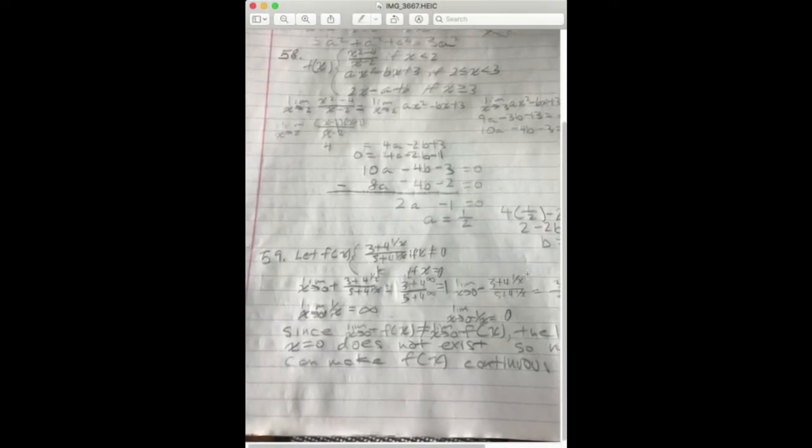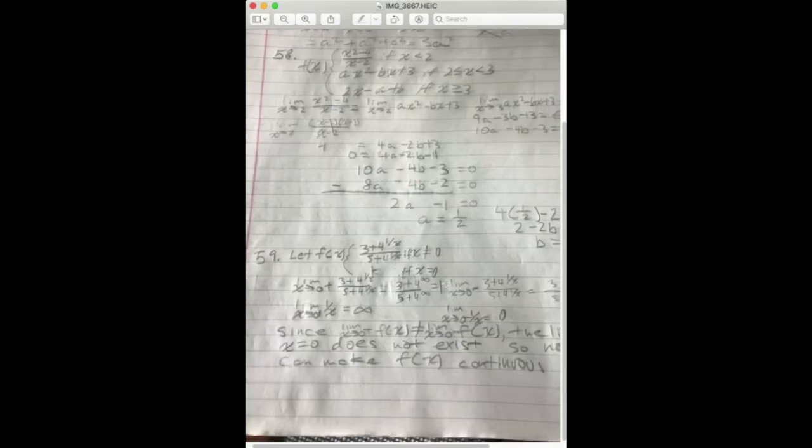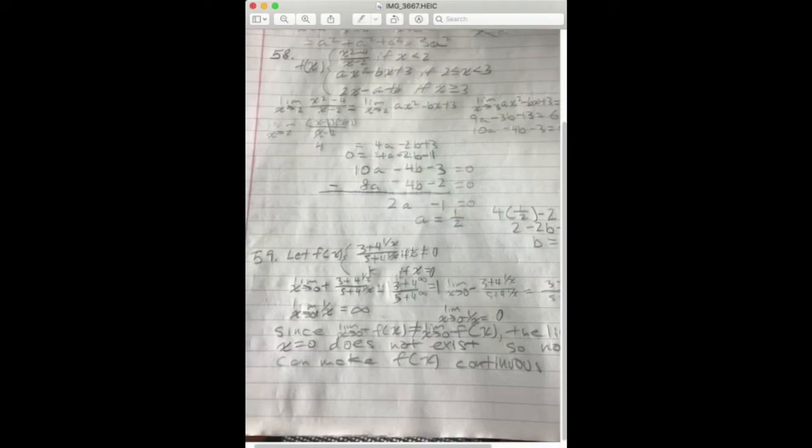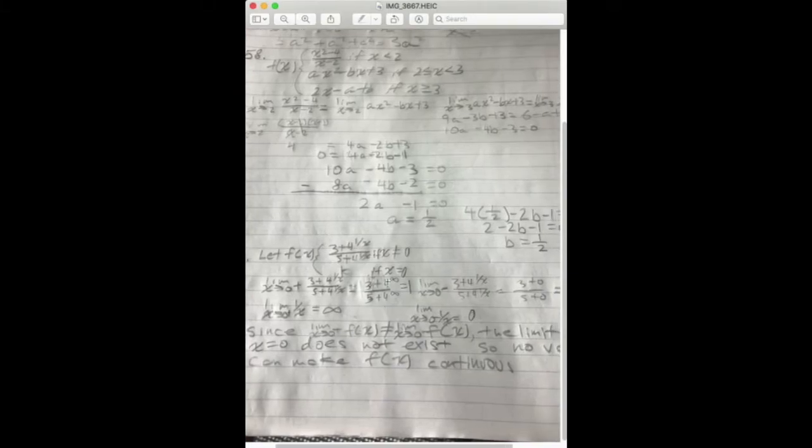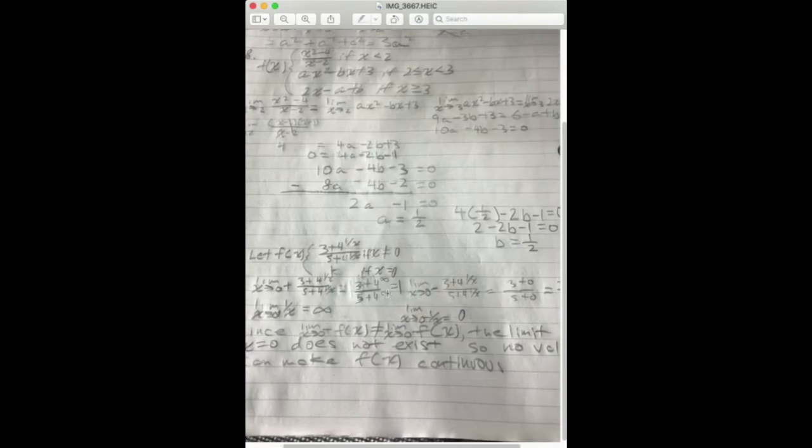And then for 59, you have another piecewise function, and you're going to try to find the value of k that makes the function continuous. So when you look at the limit as x approaches 0 from both sides of the first part of the piecewise function, if it's approaching from the positive side, then 1 over x is going to be infinity, because x is going to be smaller and smaller numbers, and 1 divided by a smaller number approaches infinity. So you're going to end up with 3 plus 4 to the infinity over 5 plus 4 to the infinity, and the 3 and 5 basically don't matter, so you're going to end up with 1.